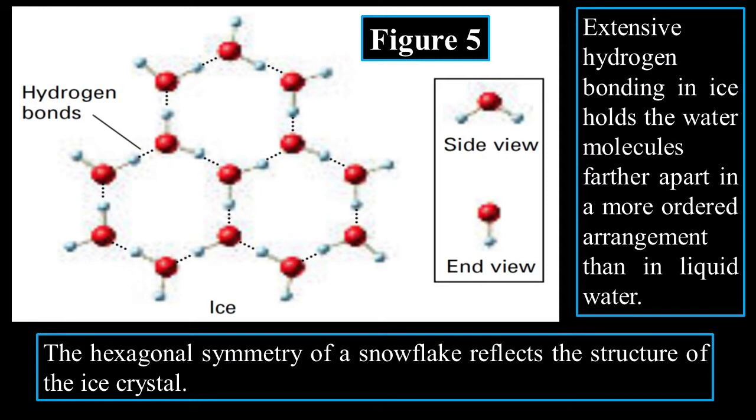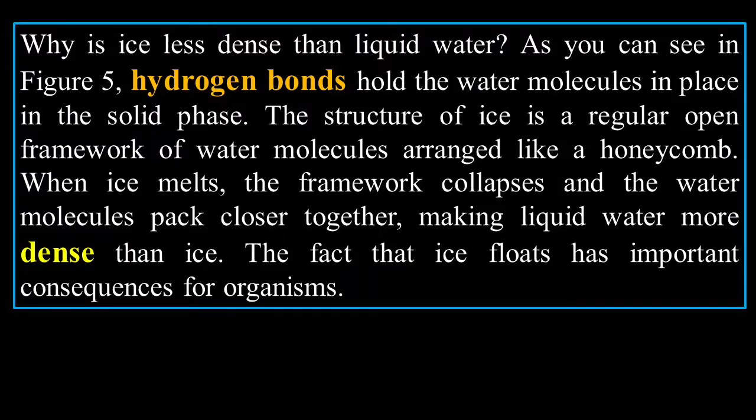Extensive hydrogen bonding in ice holds the water molecules far apart, in more ordered arrangements than in liquid water. The hexagonal symmetry of a snowflake reflects the structure of the ice crystal. This is a two-dimensional drawing. Think of a tetrahedral model where it forms a tetrahedron with all of the parts of the water molecule bonded or not bonded members, and it forms kind of a physical tetrahedron, which gives it that lustery diamond look. Why is ice less dense than liquid water?